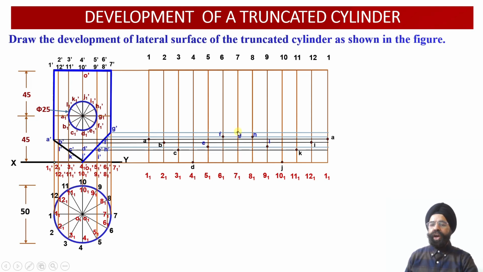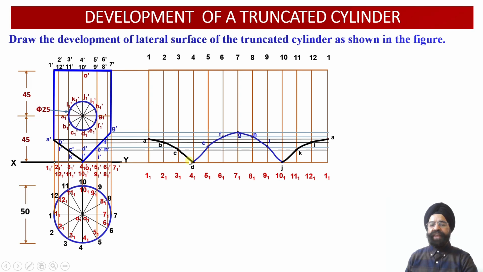So this way all the 12 points corresponding to the 2 cutting planes we have been able to locate over here. So let us join all of these 12 points onto the base so that we are able to obtain the development of the circular cylinder onto the base side corresponding to these 2 cutting planes over here.